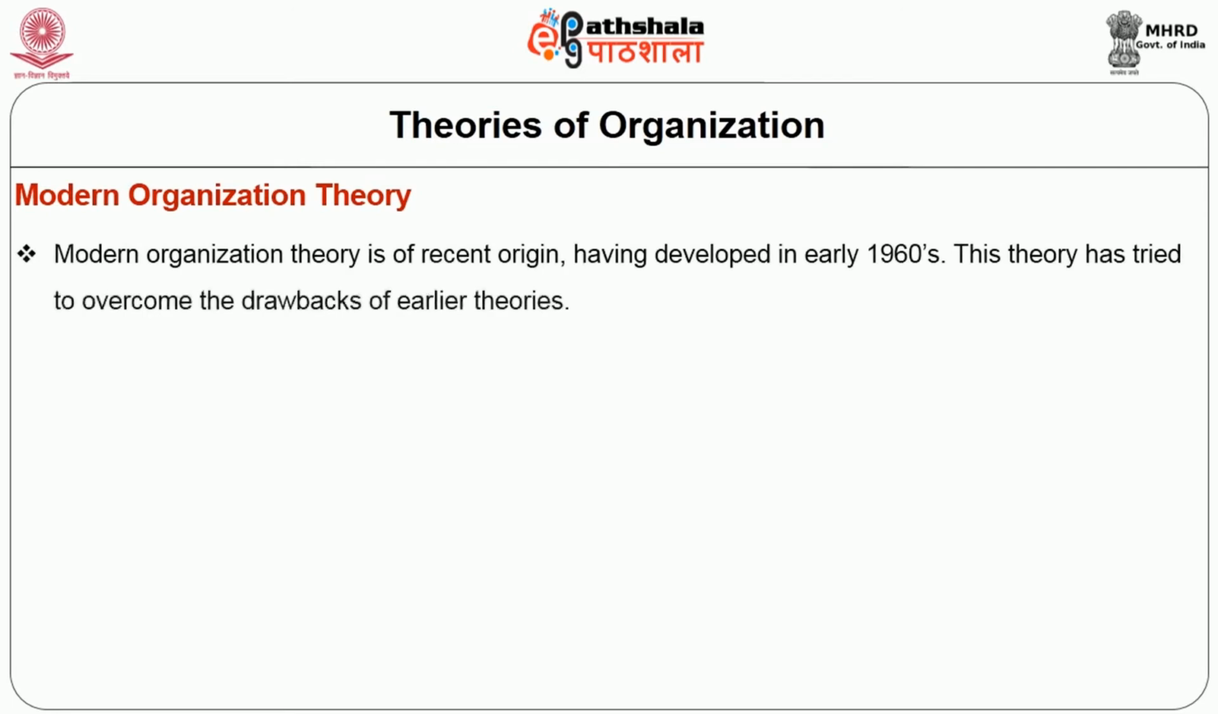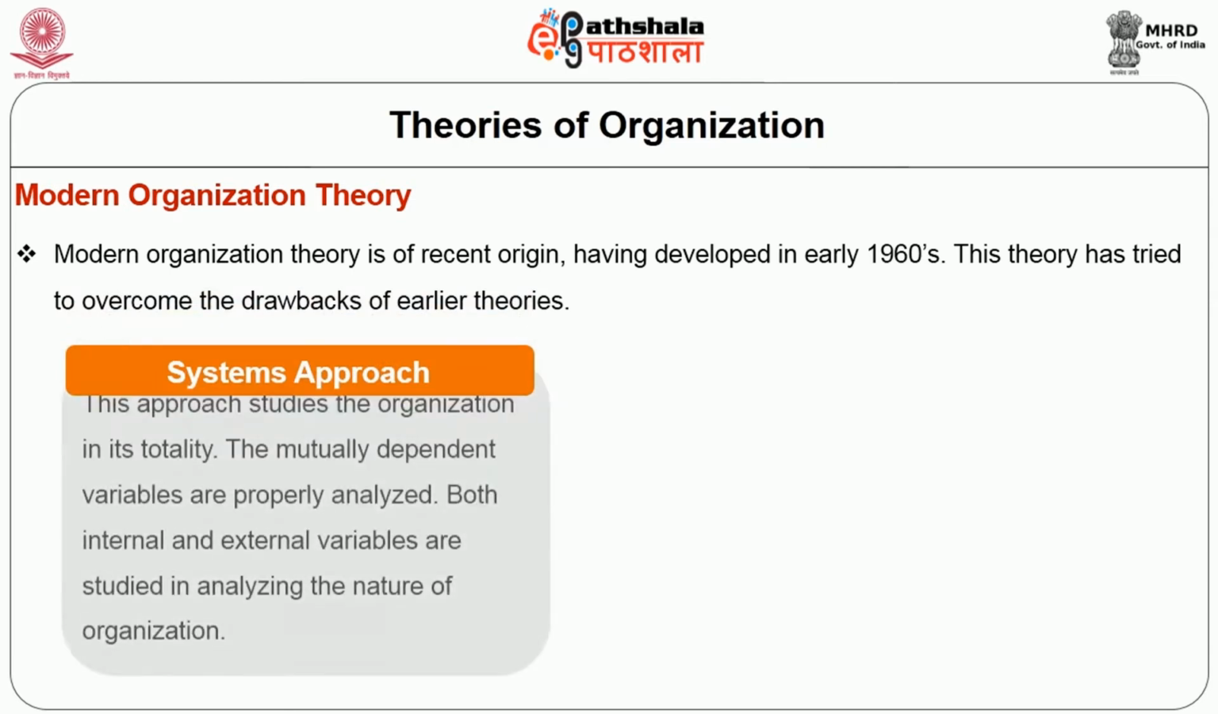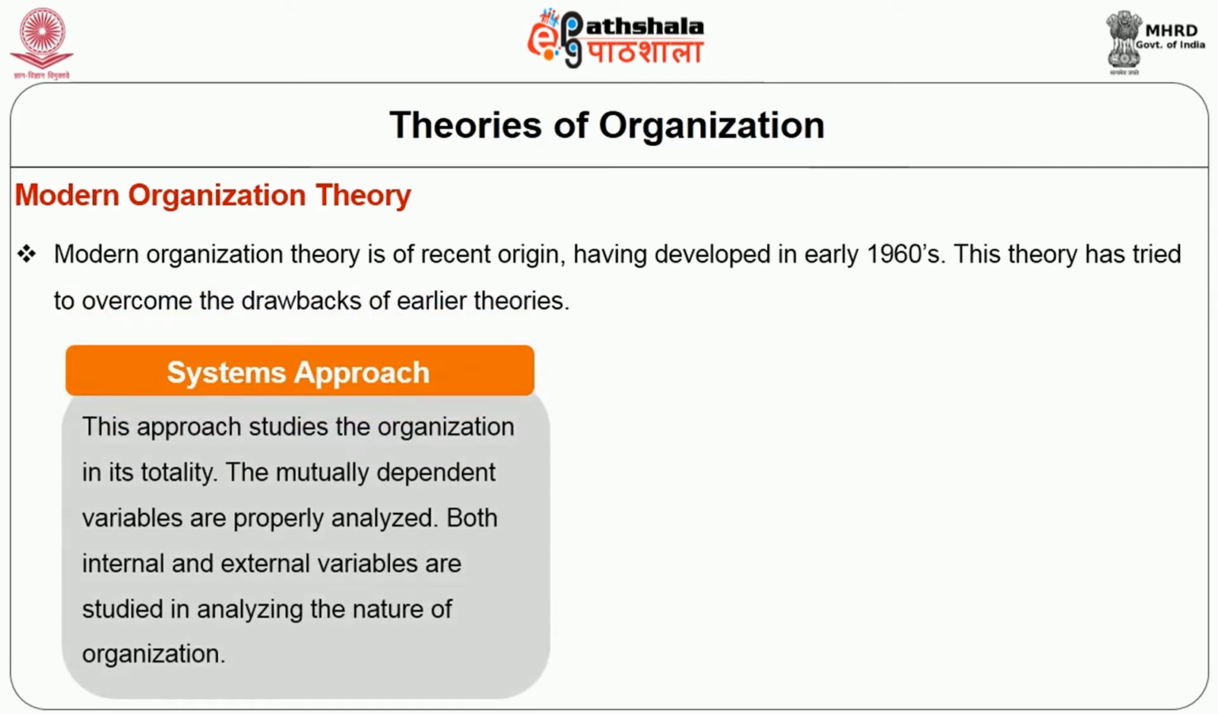Modern organization theory is of recent origin, having developed in the early 1960s. This theory has tried to overcome the drawbacks of earlier theories. System approach. This approach studies the organization in its totality. The mutually dependent variables are properly analyzed. Both internal and external variables are studied in analyzing the nature of the organization.